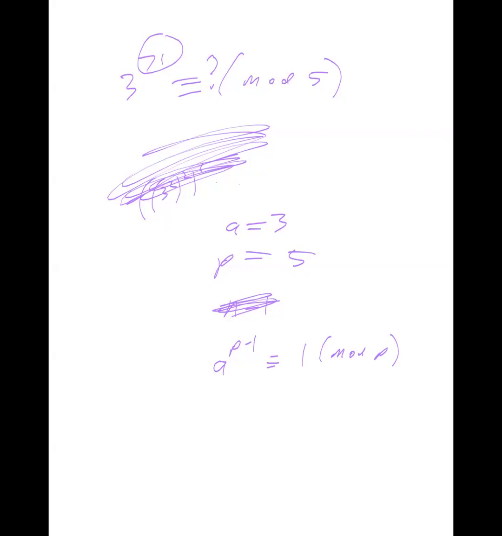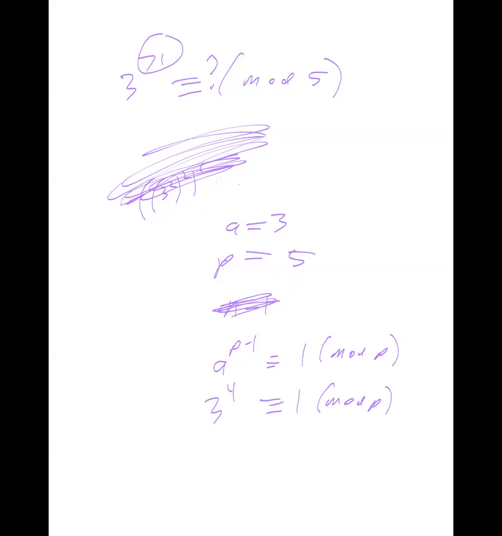Well, let's plug in the numbers. 3 to the power of 4 is congruent to 1 mod p, right? So that's what it says. Fermat's little theorem says that 3 to the power of 4 is congruent to 1 mod p. How does that help us solve 3 to the power of 71? You might be saying, well, 3 to the 4th is not the same as 71.